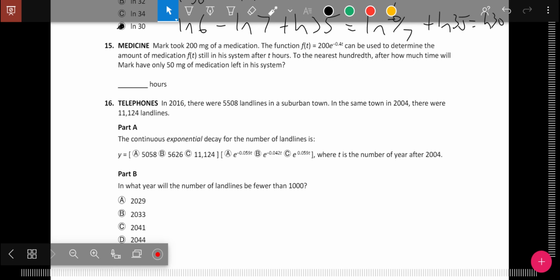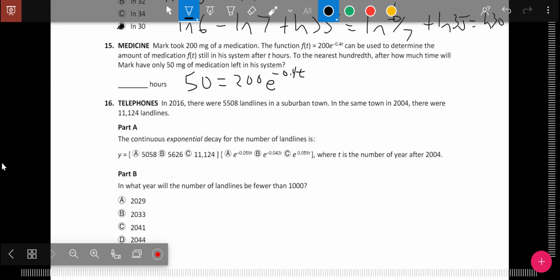Fifteen, Mark took 200 milligrams of medication. The function f of t equals 200 times the natural base e to the power of negative 0.4t can be used to determine the amount of medication f of t still in his system after t hours. To the nearest hundredth, after how much time will Mark only have 50 milligrams of medication left in his system? And so they gave us the whole equation, 200 e to the negative 0.4t. But they want to know how long it is going to be until it reaches 50.